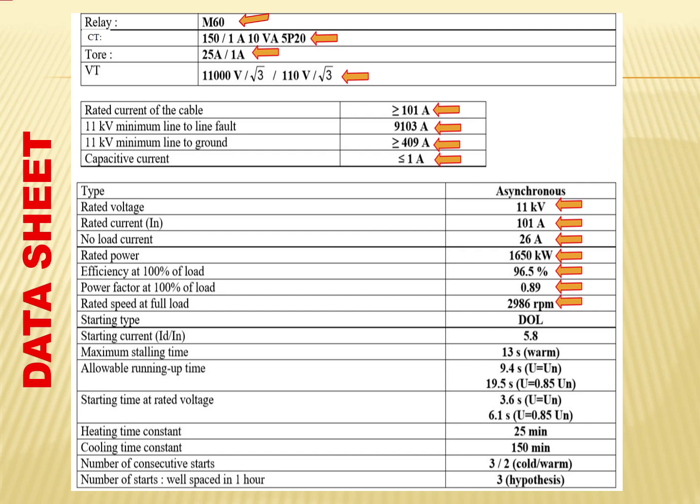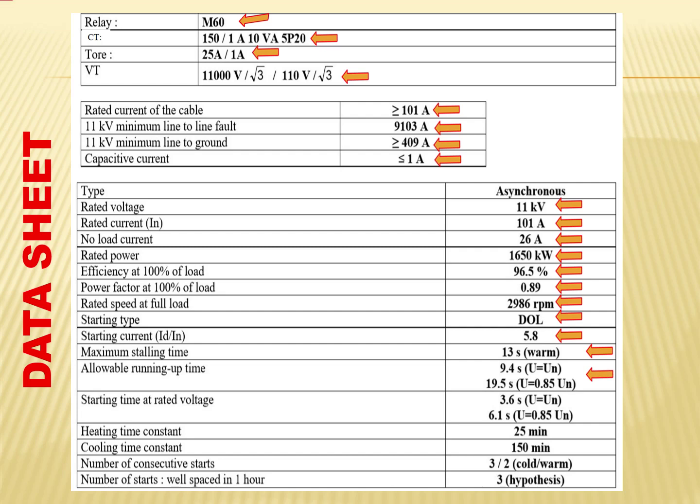The starting type is direct online or DOL. Our starting current is 5.8 times the line current. Our maximum stalling time when it is warm is 13 seconds. Next, our allowable running up time: when the terminal voltage of the motor is equal to the nominal voltage, the allowable running up time will be 9.4 seconds.